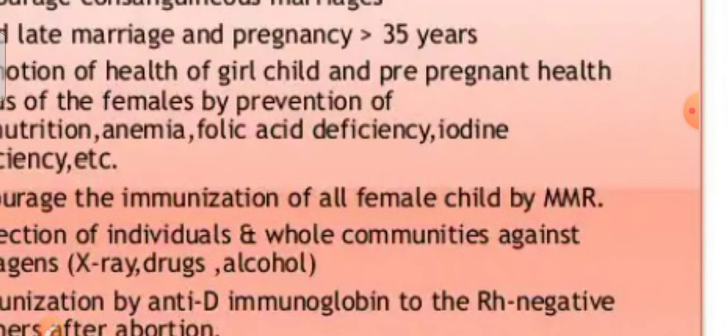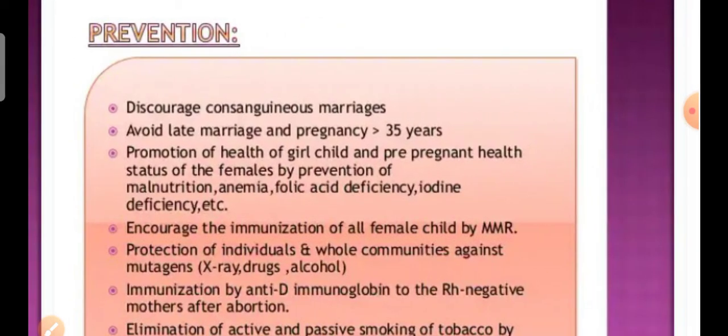If they have continuous cases of this type in the family, we have to discourage consanguineous marriages, avoid late marriages, and avoid pregnancy above 35 years. Promotion of the health of the girl child and pre-pregnancy health is important. We have to prevent malnutrition, anemia, folic acid deficiency, and iodine deficiency. So how can we prevent it? By promoting the health of the girl child during her adolescence.